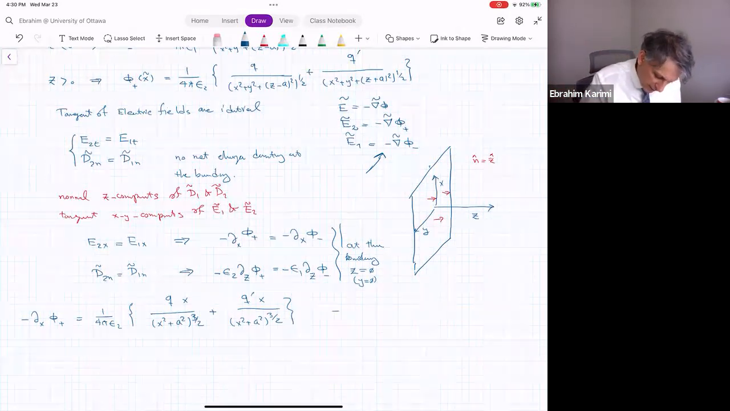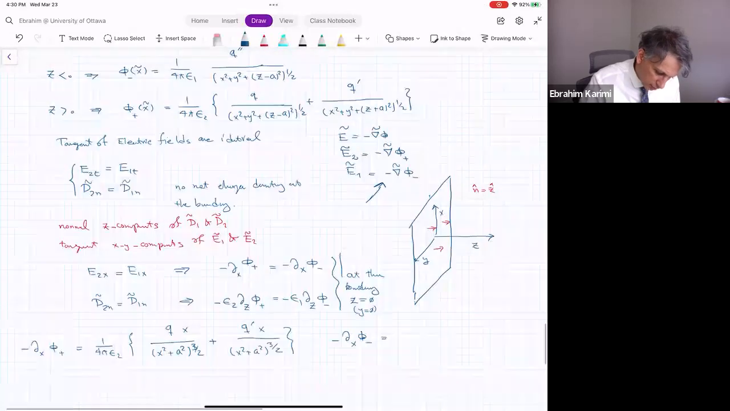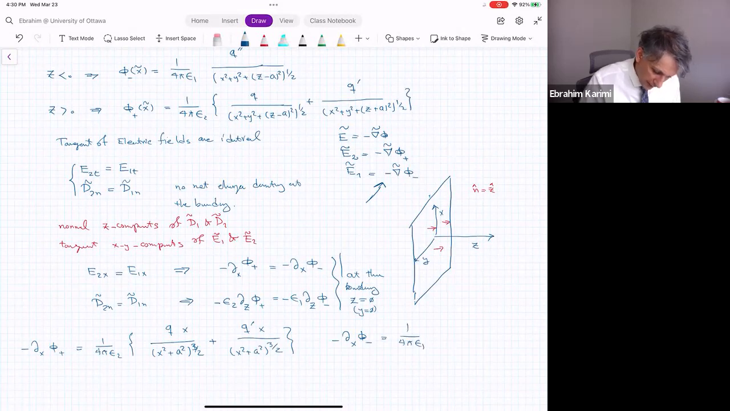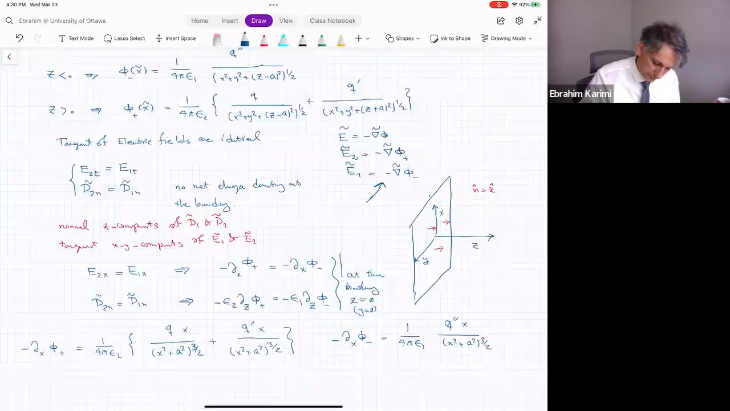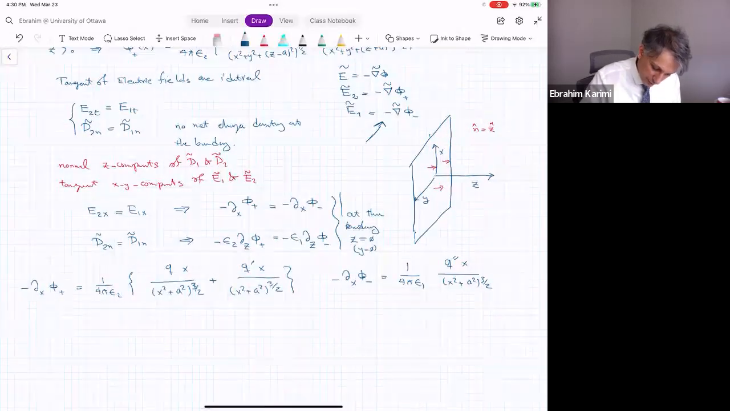What about the derivative with respect to x of phi minus? Phi minus had only one term, so it will be 1 divided by 4 pi epsilon 1. Taking the derivative will be identical. It will be q second x divided by (x squared plus a squared) to the power of 3/2. From this expression, the boundary condition for both, what I will get is (q plus q prime) divided by epsilon 2 is equal to q second divided by epsilon 1.